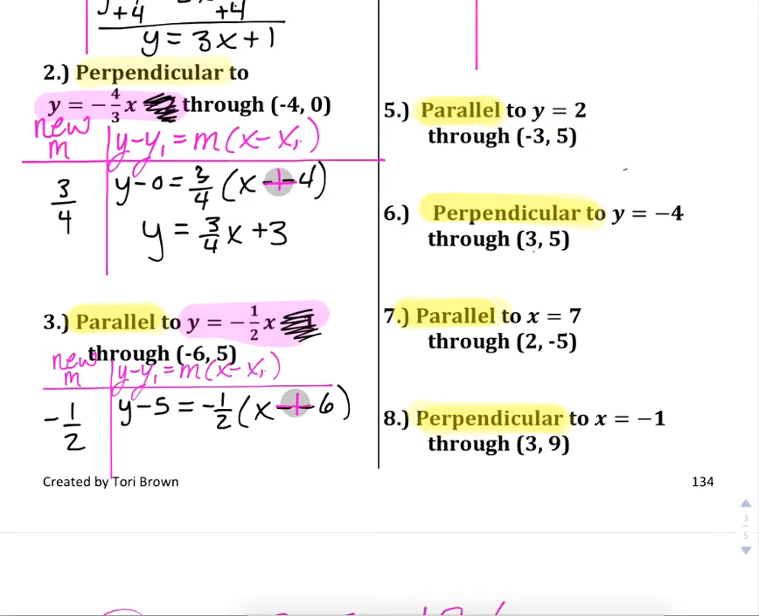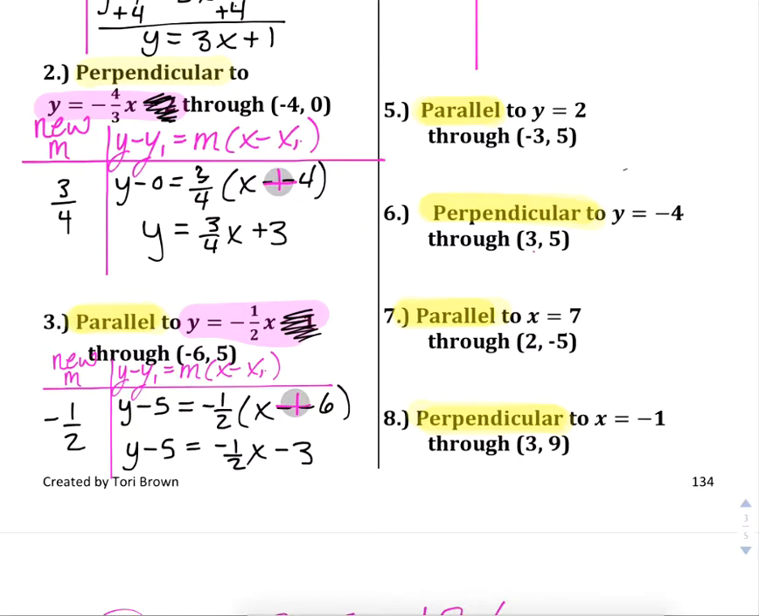Once we do that, we're ready to multiply. Negative 1/2 times x is negative 1/2 x. Negative 1/2 times 6 is a negative 3. Again, you would use that in the calculator if you were in class.